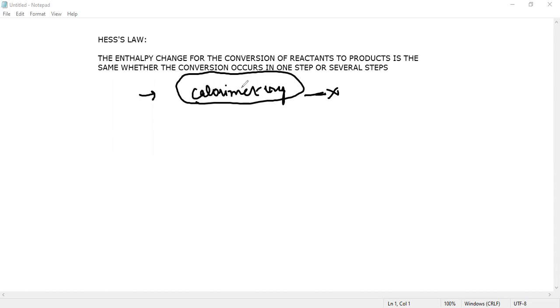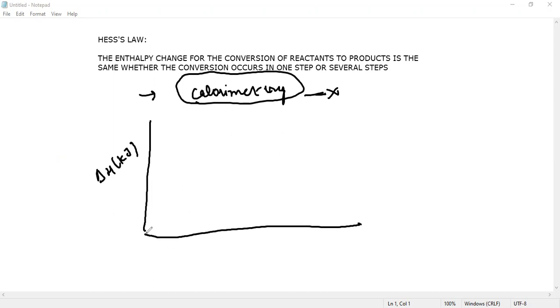So let's show you with a figure illustration, a graphical representation maybe, to show you that the enthalpy stays the same. On this graph, on this axis, we have enthalpy, delta H measured in kilojoules, and on this axis you have your reaction progress. Let's talk about the two-step process, which we just showed you.